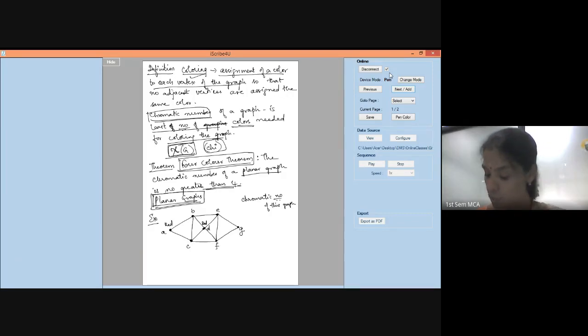Okay, next. If you color D red, look at E and F. Which are the vertices adjacent to D?